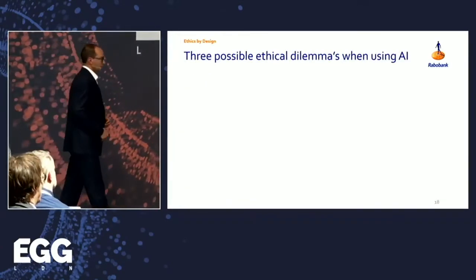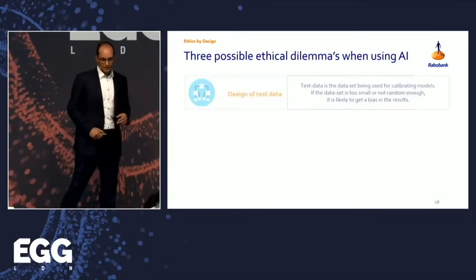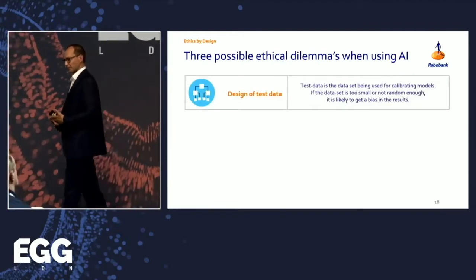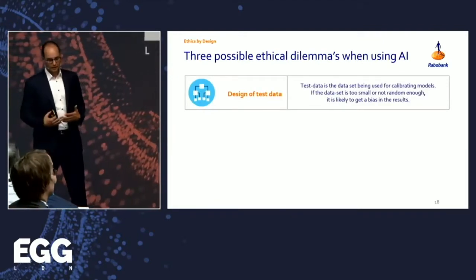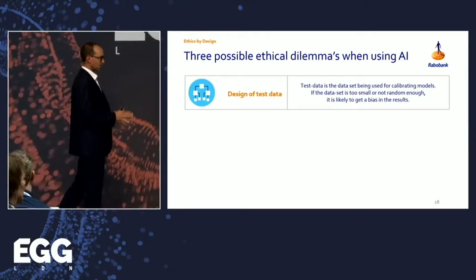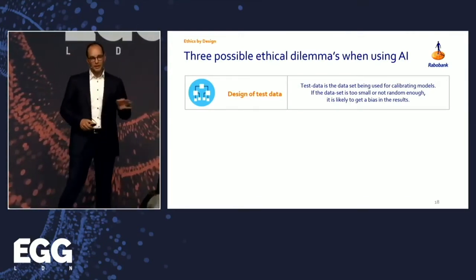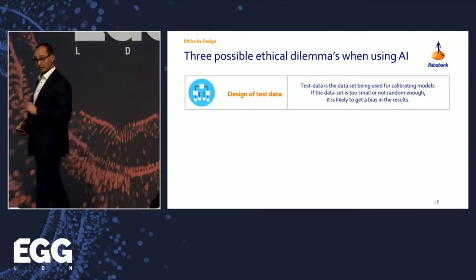In using AI, there are 3 ethical dilemmas that you have to look into. Your train data set, the design of your train data set. Make sure that you have an unbiased data set. That's quite a difficult task to do, but you'll need to consider that.